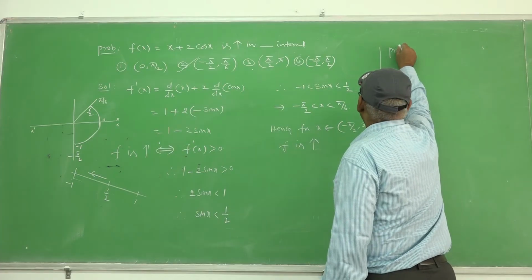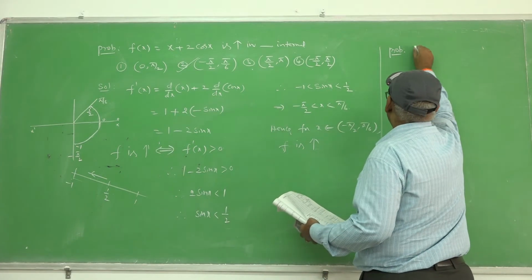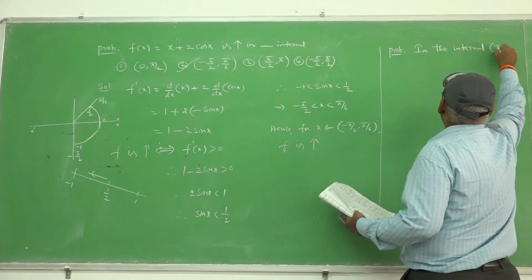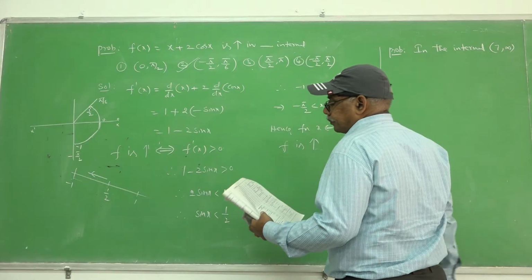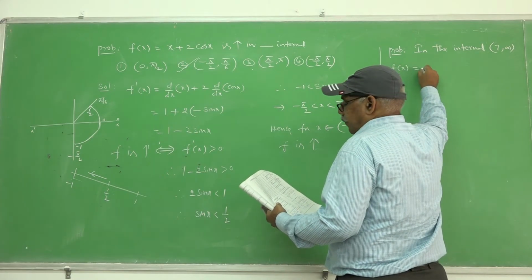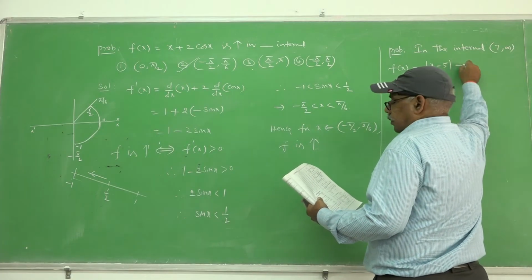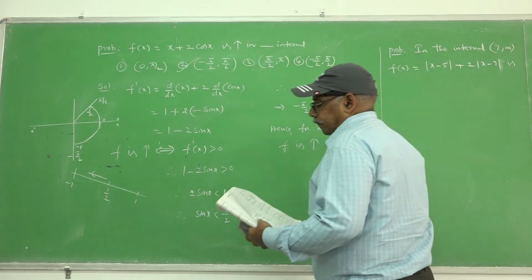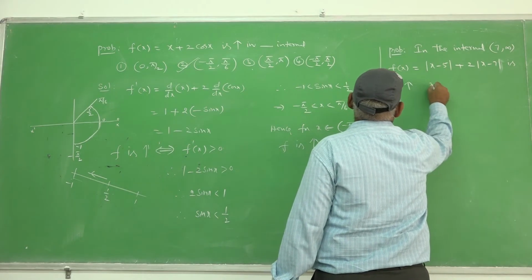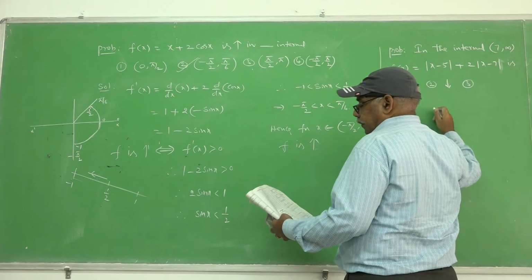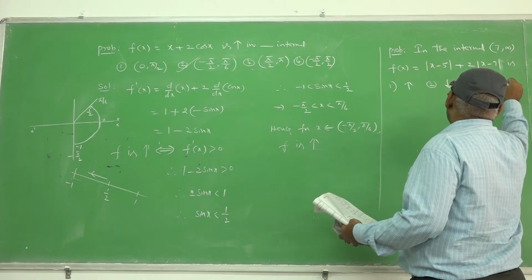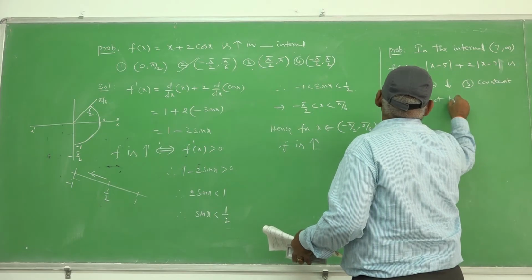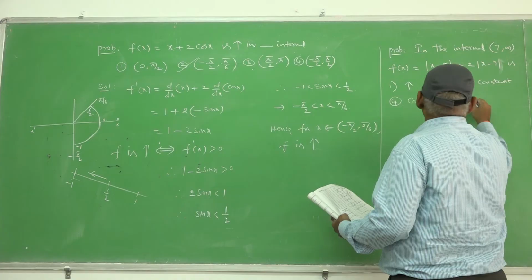Next problem. In the open interval 7 to infinity, that means x is more than 7, the function f(x) equal to mod x minus 5 plus 2 into mod x minus 7 is: the first option is increasing, the second option is decreasing, the third option is constant, the fourth option is cannot be estimated.